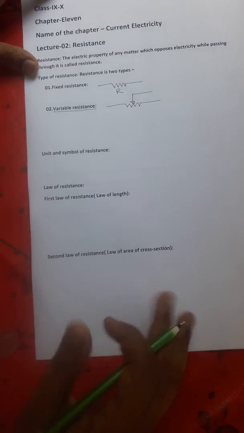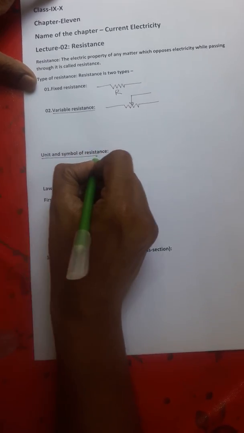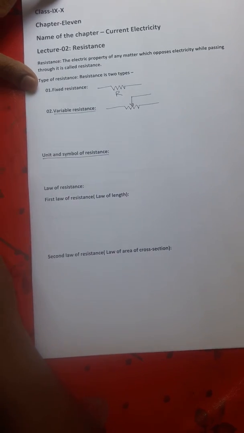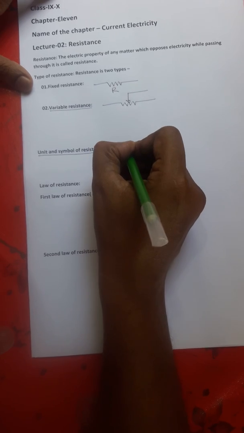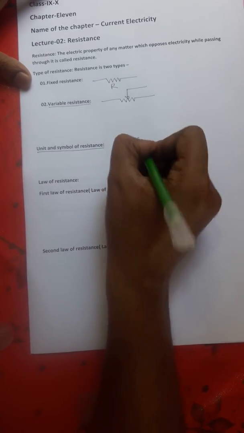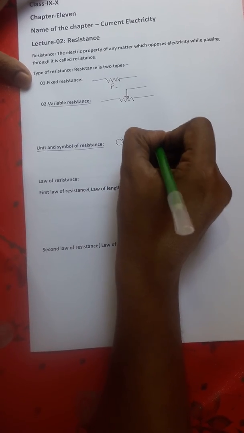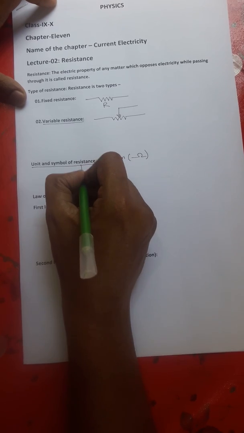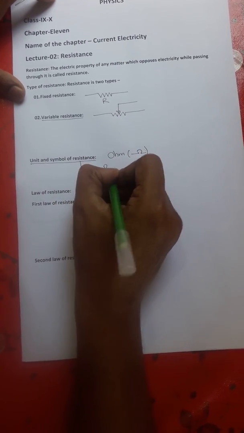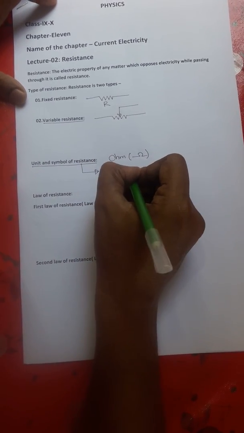Now, the unit and symbol of resistance. Boys and girls, the unit of resistance is ohm, O-H-M. Then the symbol is this, ohm, and the symbol of resistance is capital R, or it may be smaller.